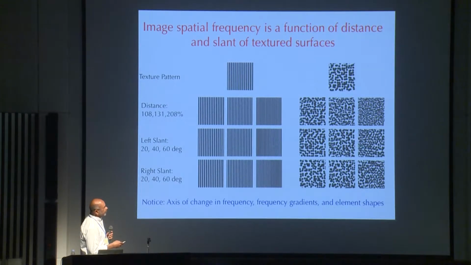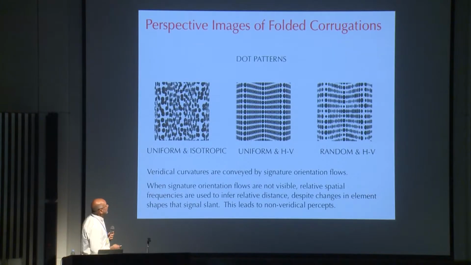However, when you slant it, the frequency only increases in this direction. So the shapes change. Okay. So now the question is, could you use this change in shape to tell you what's going on, or are you just stuck with looking at frequencies?